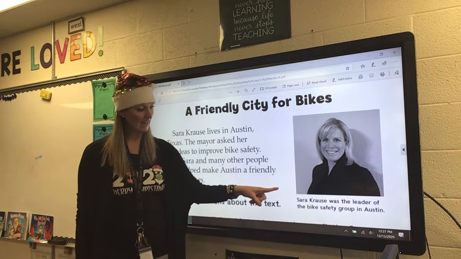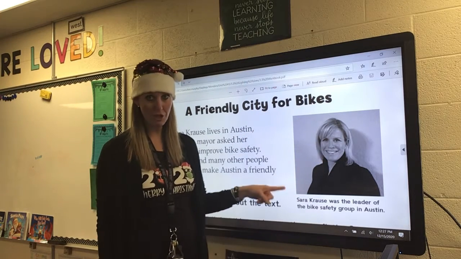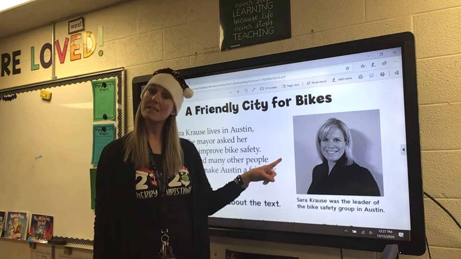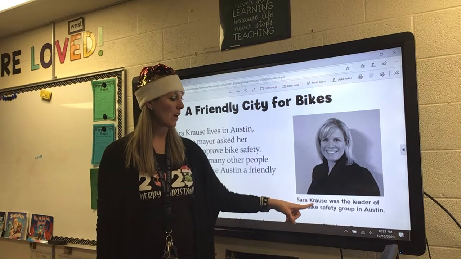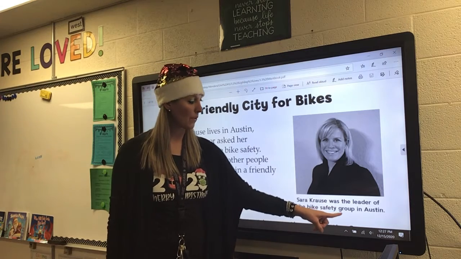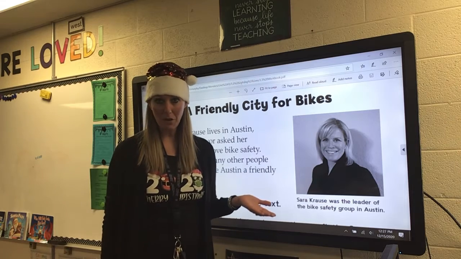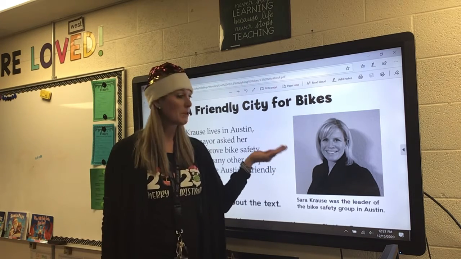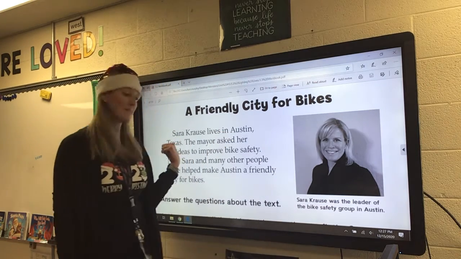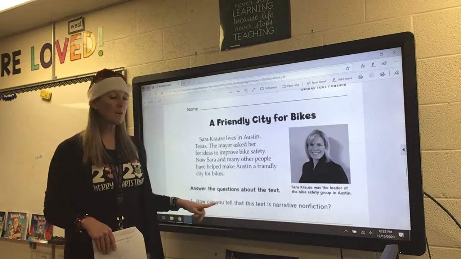Now if you look over here, here's a text feature. This is called a photo. This is a picture of Sarah. This is what she actually looks like. Now the caption tells us about the photo. And it says Sarah Kraus was the leader of the bike safety group in Austin. So right there we learned some new information about her. Not only is that a picture of her, but she was the leader of the bike safety group in Austin, Texas.